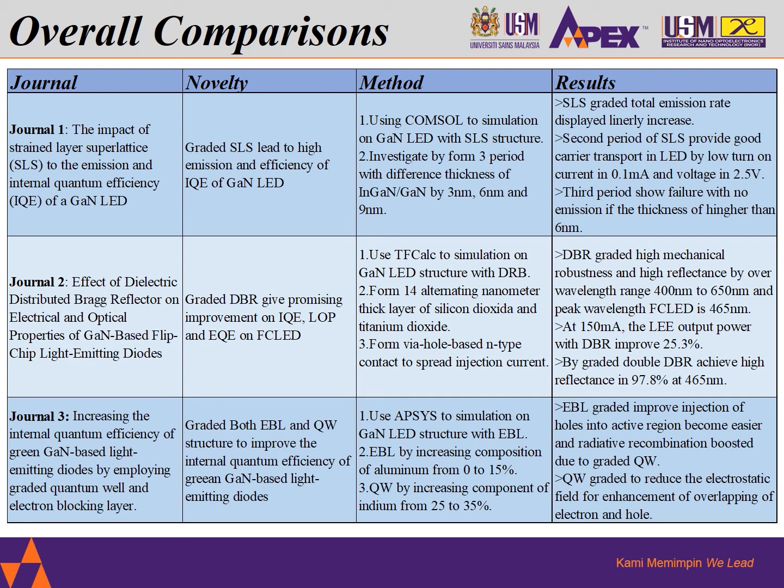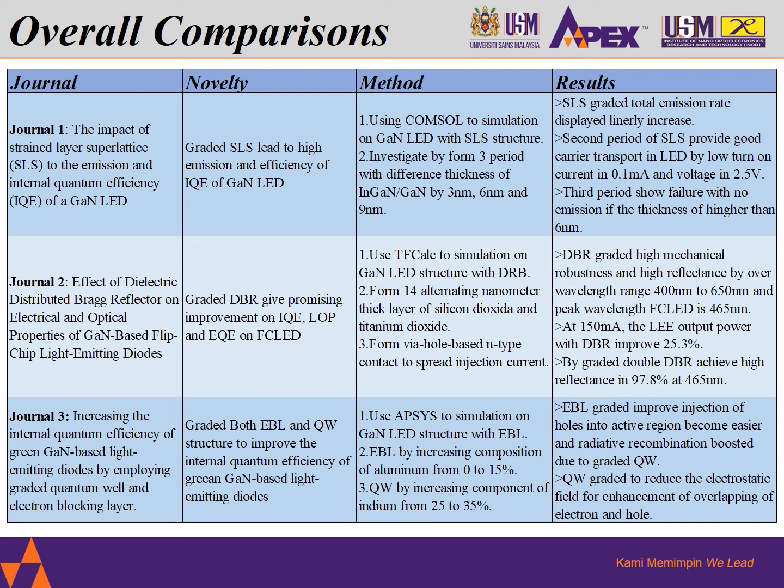For the result, the DBR gives high mechanical robustness and high reflectance over a wavelength range of about 400 nanometer to 600 nanometer, and the peak wavelength of the flip chip is about 465 nanometer. At 150 milliampere, the LEE output power with DBR improved about 25.3%, and the double DBR also achieved higher reflectance of 97.8% at 465 nanometer.